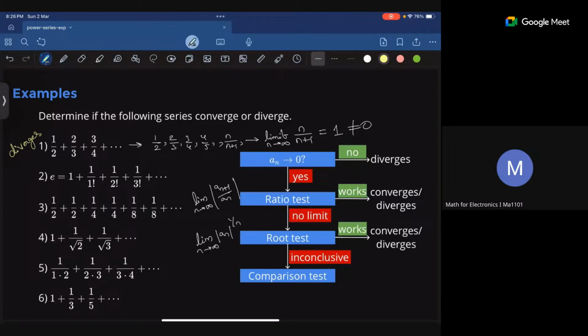This series diverges. You look at the second one, which is 1 plus 1/1 factorial plus 1/2 factorial and so on. If you write the corresponding sequence, you will have 1, 1/1 factorial, 1/2 factorial, 1/3 factorial, and so on.